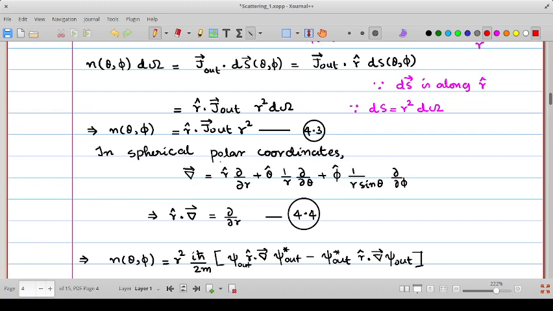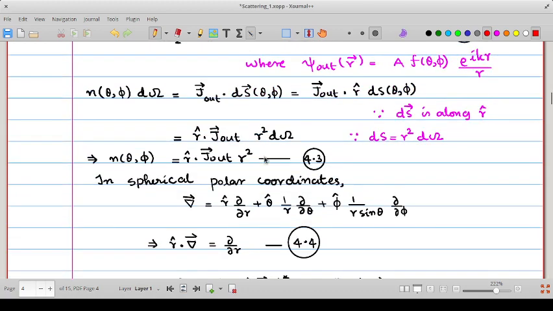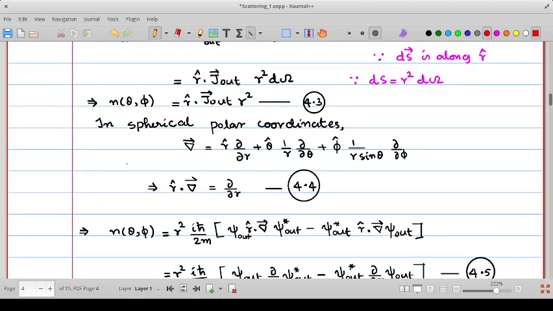Now we can use the spherical polar coordinates to compute j_out. The gradient operator in spherical polar coordinates is r̂ ∂/∂r plus θ̂ (1/r) ∂/∂θ and φ̂ (1/(r sin θ)) ∂/∂φ. And r̂ dot the gradient operator is simply ∂/∂r.